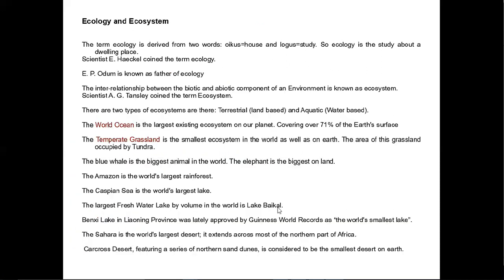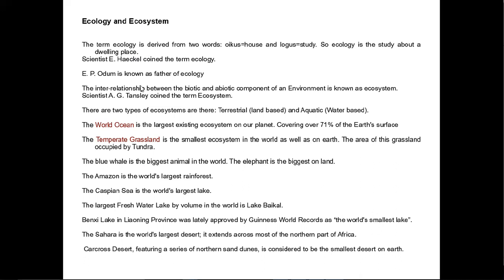Then we go for ecology and ecosystem. What is ecology? The term ecology is derived from two words, oikos and logos. Oikos means house and logos means study. So ecology is the study of a house or a dwelling place. Who coined the term ecology? Scientist Ernest Haeckel coined the term ecology.